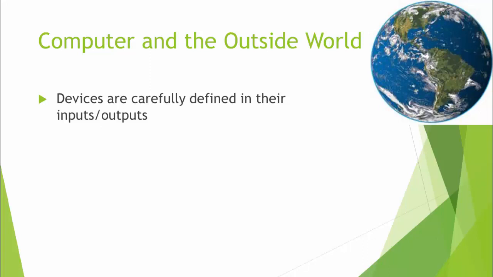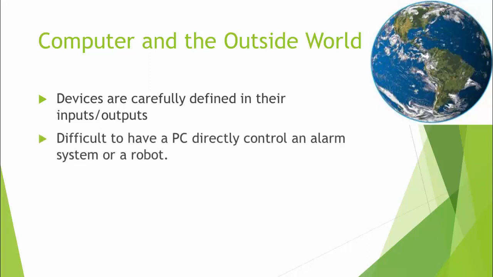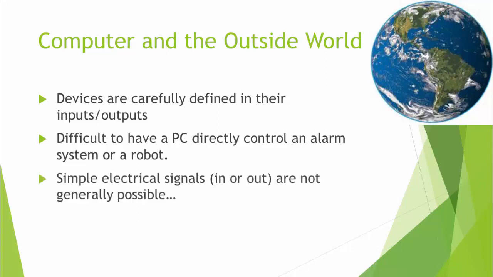Instead, they're carefully defined in terms of the way that they connect with other devices. It's really quite challenging to have a PC directly control an alarm system, for example, or to control a robot. So it seems that the simpler the interactions between devices, the harder it is for a PC to work effectively. We need things like device drivers to communicate, and we just don't have those for a simple electrical signal.